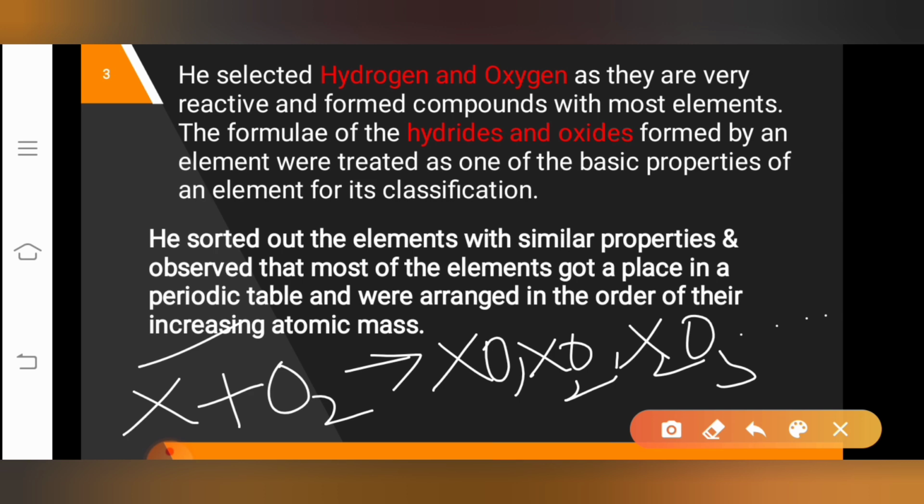So based on this hydrogen and oxygen, he grouped the elements by using the atomic masses to arrange the elements, not only by the reaction which he has found, but also along with this reaction, Mendeleev arranged those elements on the basis of the increasing order of their atomic masses.